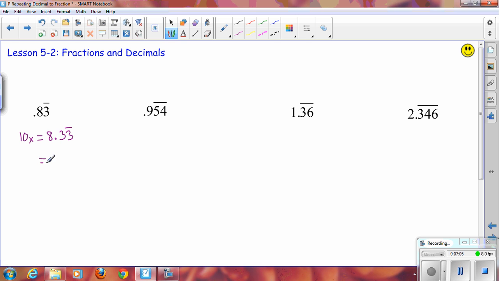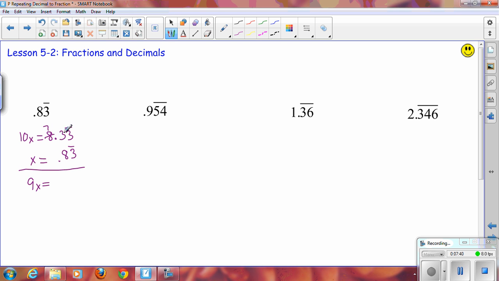Okay? x equals 0.83 repeating. And we subtract those, just like we did before. So far, nothing is really different, except that all of our decimals don't line up quite right. 10x minus x is 9x. 8.33 repeating minus 0.83 repeating. The 0.3 repeatings fall out, and we've just got 8.3 minus 0.8. So we have to borrow.